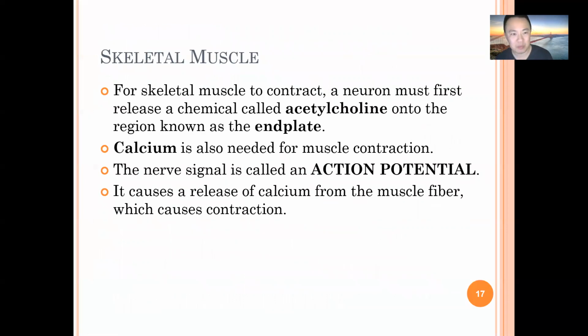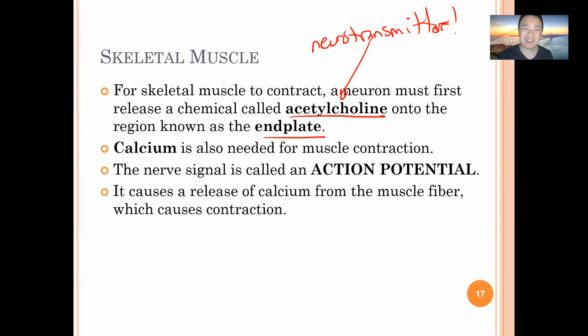All right, moving on down to skeletal muscle here. For the skeletal muscle, it contracts, and for it to contract, the neuron must first release out a chemical called acetylcholine, which is a neurotransmitter. Okay, and there are many neurotransmitters out there. Acetylcholine is just one example of a neurotransmitter. And they release it into a region called the end plate. And once it does so, then calcium will get flooded out, okay? And calcium is needed for muscle contraction. On top of strengthening your bones, calcium is primarily needed for muscle contraction.